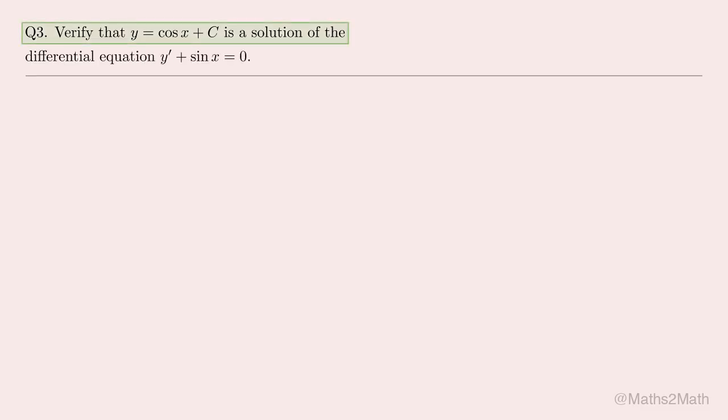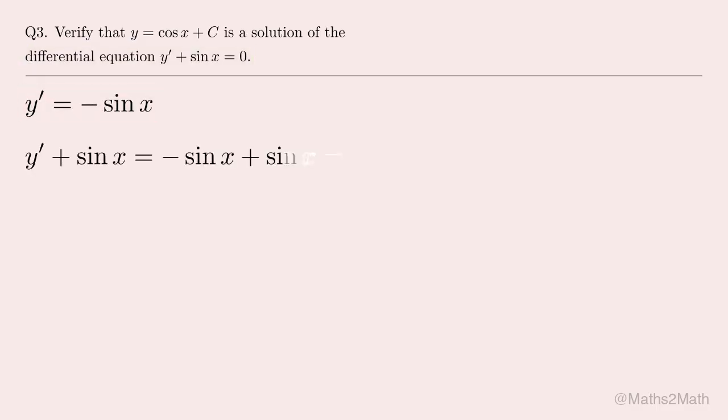Question 3. Shifted cosine. Differentiate as often as needed, substitute, and watch both sides agree. Differentiate. Substitute, minus sign plus sign.